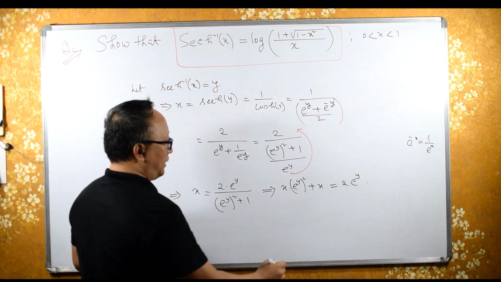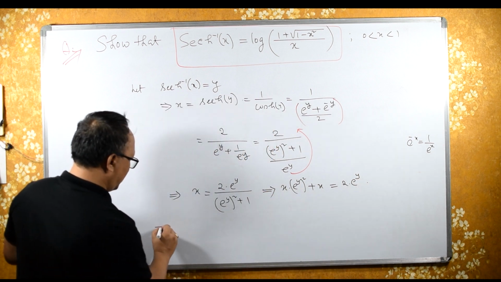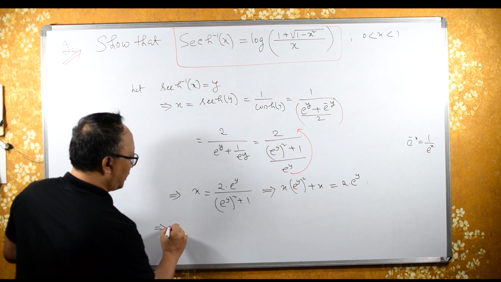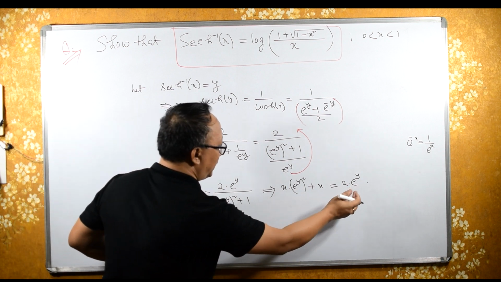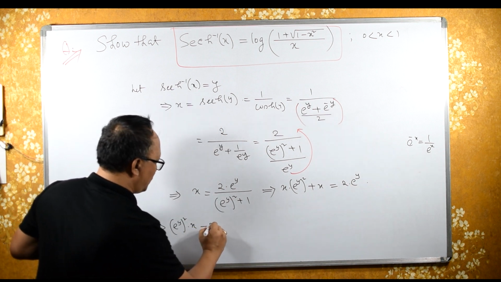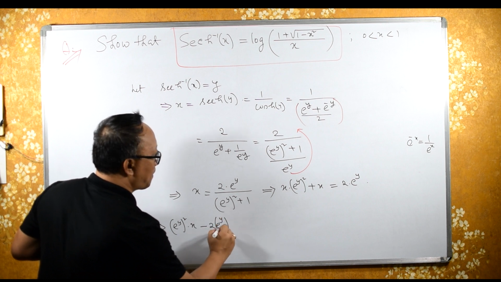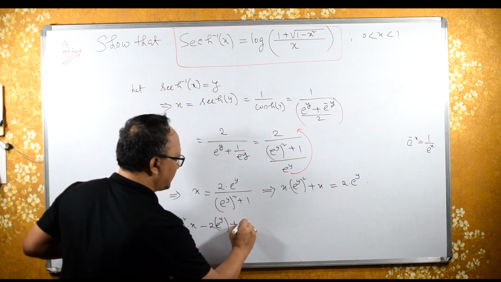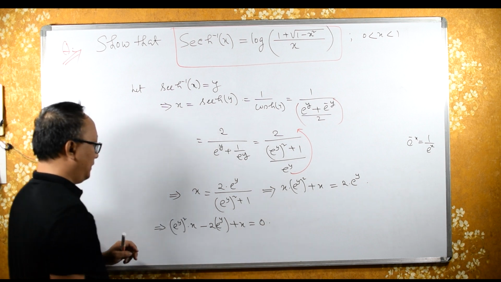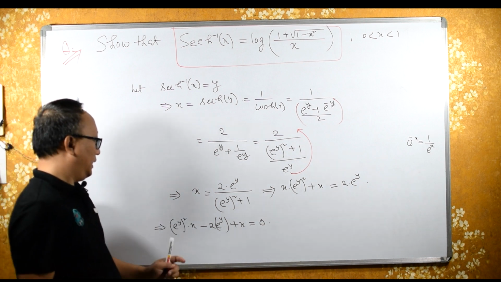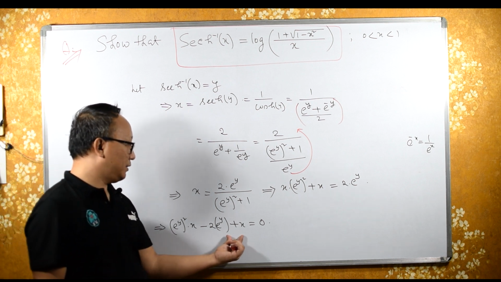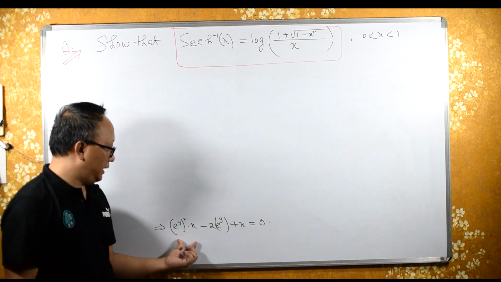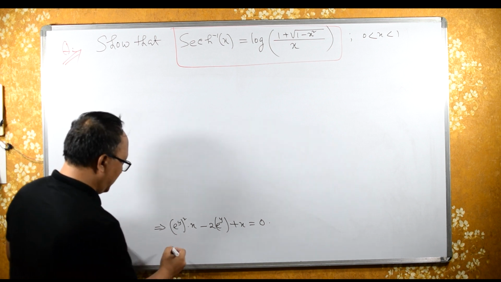Now let's combine this side. This implies x into e raised to y the whole square, minus 2 e raised to y, plus x equals 0. Now it is quadratic in e raised to y.